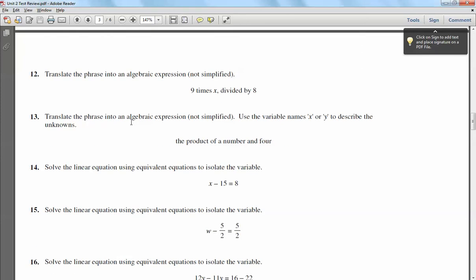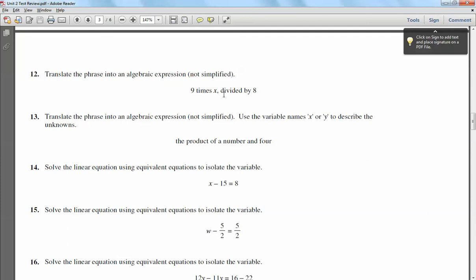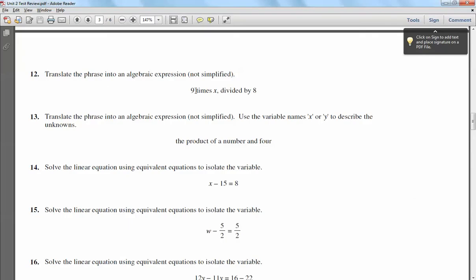Okay, let's look at number 12. 9 times x divided by 8. There's a comma there, which implies that they want us to do 9 times x first and then divide by 8, which would imply 9 times x, comma, divided by 8. So that's how you read that. That one's kind of tricky. If they didn't have the comma there, it might be 9 times x divided by 8. I might think this is set up differently.